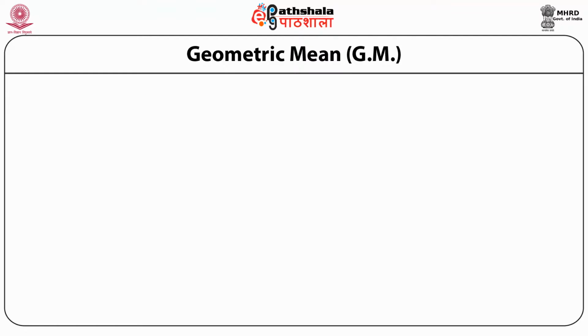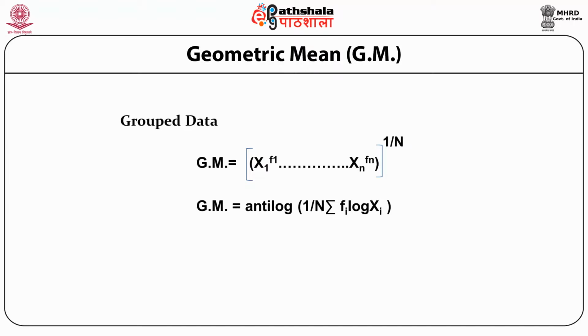Now if the data is grouped, that is, we have frequencies and the midpoints x1, x2, up to xn, then geometric mean will be x1 raised to the power f1 multiplied by x2 raised to the power f2 multiplied by, and lastly, xn raised to the power fn, and then we find the nth root of this product. After this we apply log and antilog, and finally we get geometric mean equal to antilog of (1/n summation fi log xi).